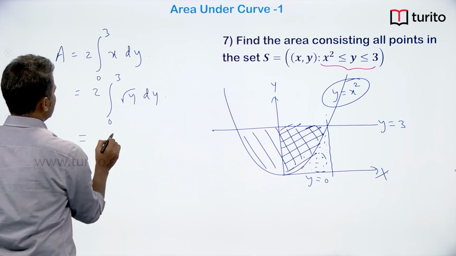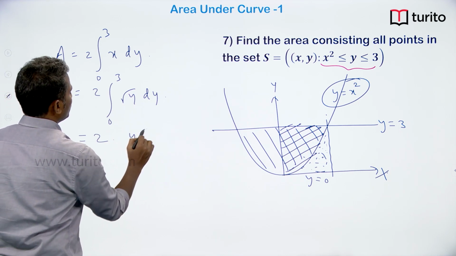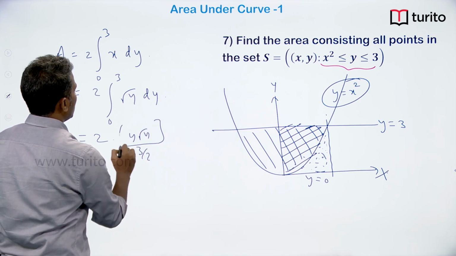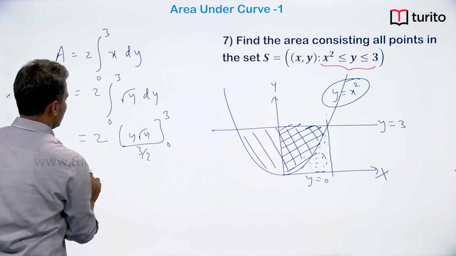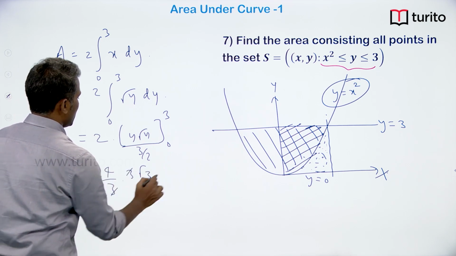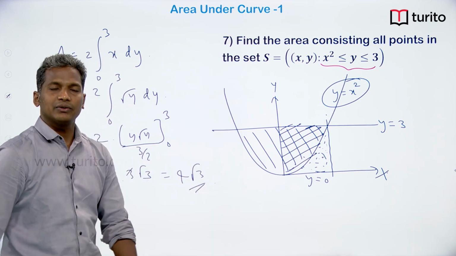Now let us just find the integral here. It is going to be y root y divided by 3 by 2, with limits going from 0 to 3, which is going to be 4 by 3 into 3 root 3. So the answer is going to be 4 root 3. Okay, this way we can calculate.